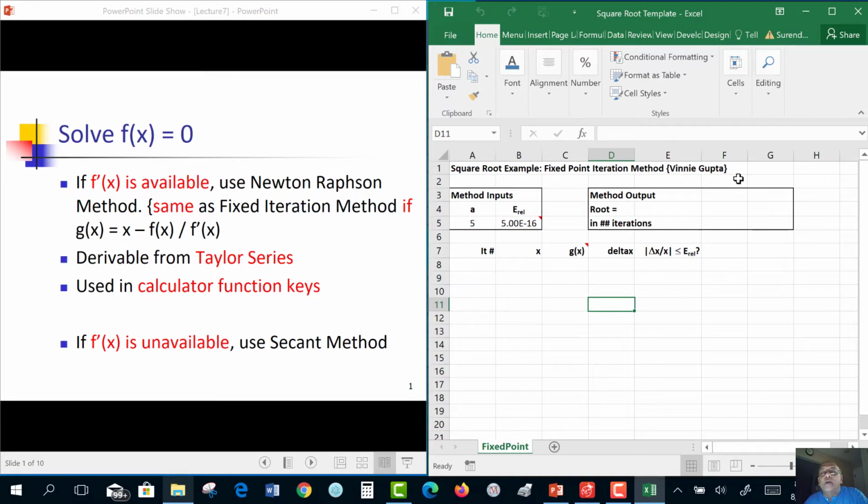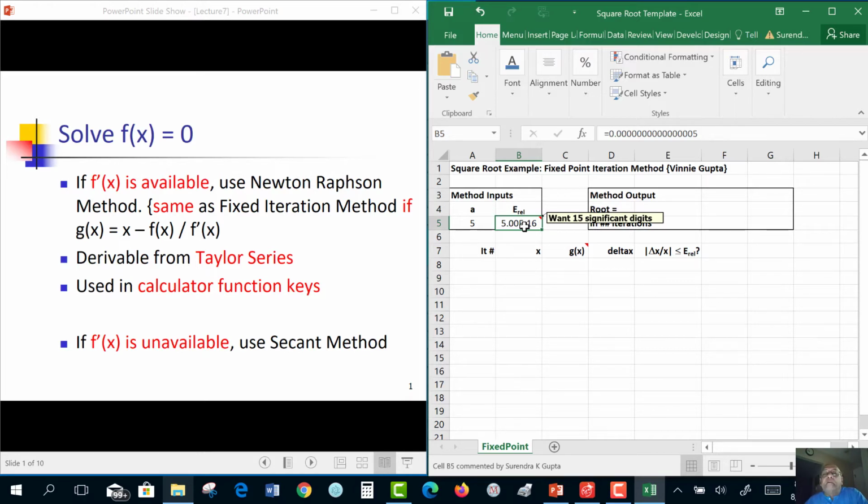So here is my square root example. Let's say our method input, we want to input our value whose square root we want to find. We'll call it a. And as I told you in my last lecture, Excel can compute up to 15 significant digits. You should find out how many digits your calculator displays. I bet you it is less than 15 digits.